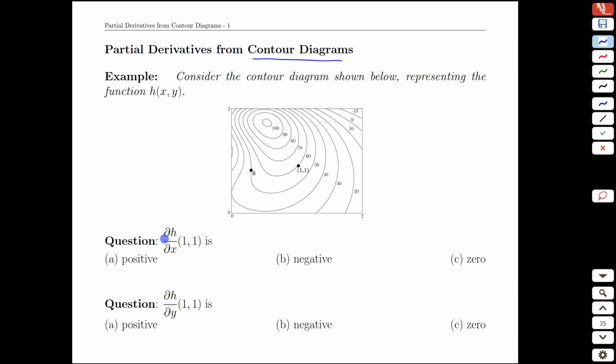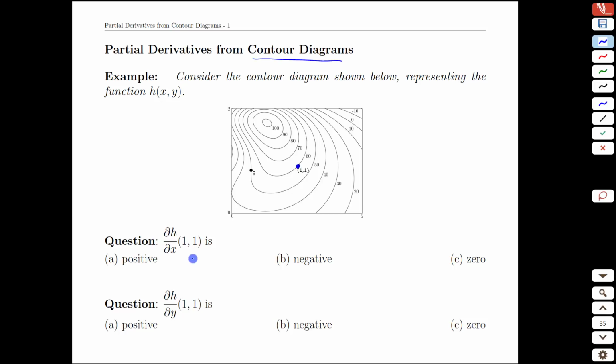We're going to focus our attention initially on the point (1, 1), which is right here, and ask yourself, what is the sign of the partial derivative of h with respect to x, where h represents the surface shown here? Think about that value first, and then we'll check in a second.